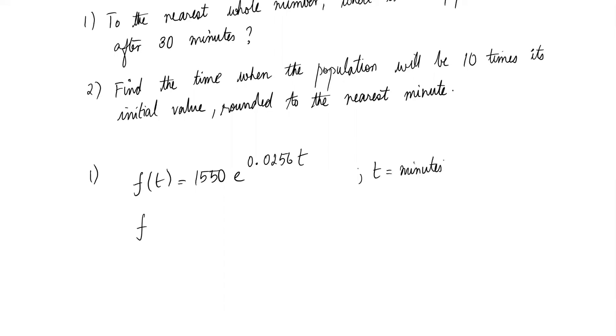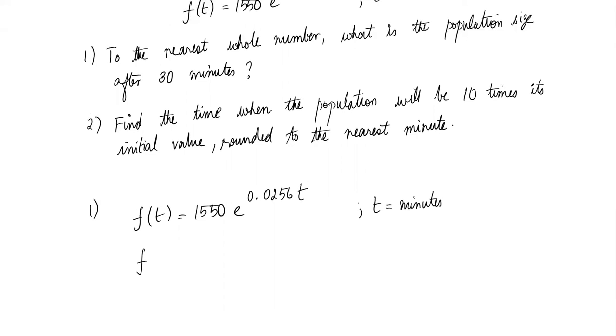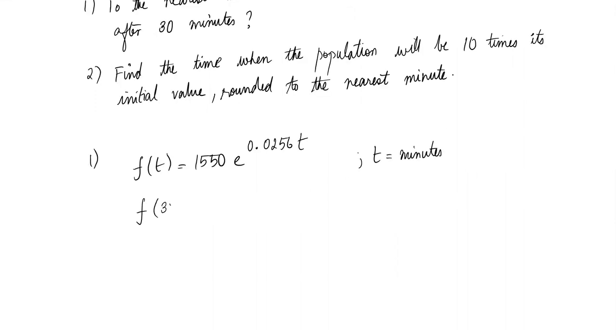If they gave us, say, to the nearest whole number, what is the population size after half an hour? Then it is measured in hours, so half an hour has to be converted to 30 minutes, and then you would resume with the problem. So plug in t as 30. That's what makes it a simple problem. Times 30. So plug that in, use your calculator.